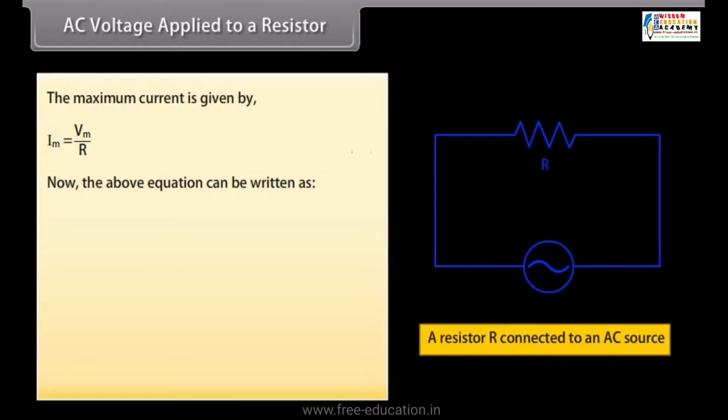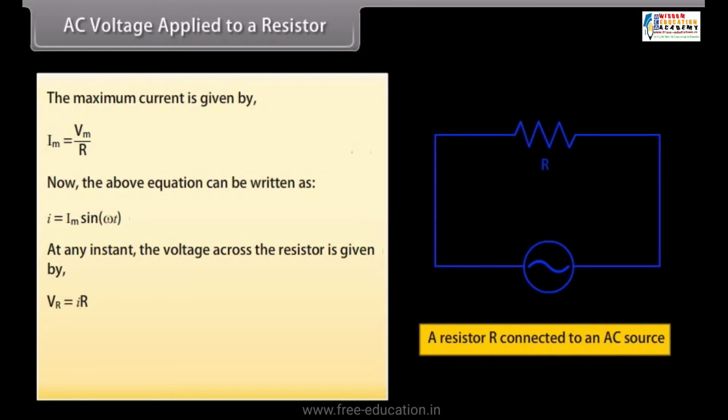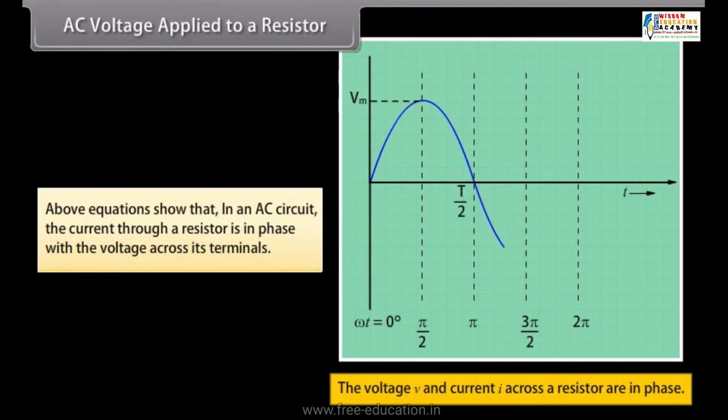Now, the above equation can be written as I = Im sin ωt. At any instant, the voltage across the resistor is given by Vr = IR. By putting the value of I, we get Vr = Vm sin ωt. The above equation shows that in an AC circuit, the current through a resistor is in phase with the voltage across its terminals.